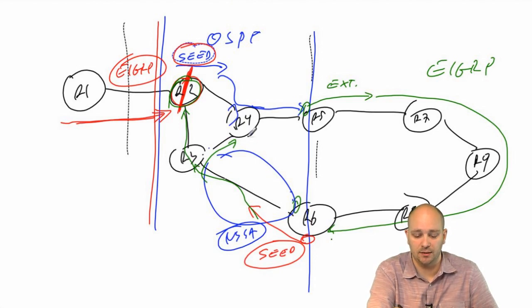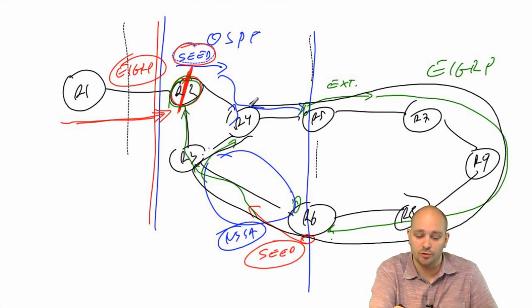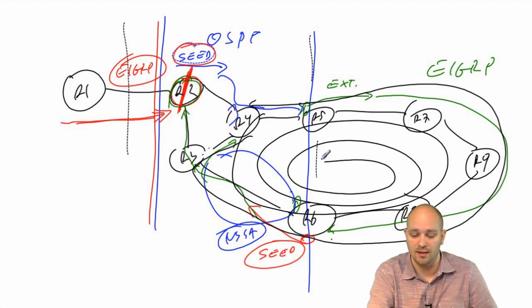So it's going to send it to R3, R3 is going to send it to R6, it's going to go all the way back to R5, who is going to send it to R4, and then this way, and this way, and this way.